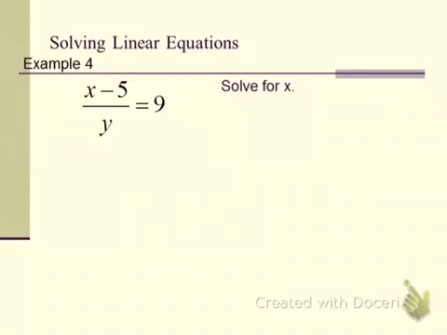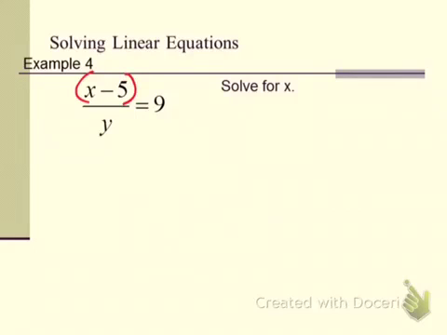Now, this one's a little bit different than any we've looked at before. x minus 5 over y equals 9. And this says solve for x. Now have a look at this one. Tell me what you think we should do. Multiply by y. You said add 5. You can't add 5 because, remember, a fraction bar is a grouping symbol, and so that 5 is locked up in a parentheses. We got to get rid of the y before we can do anything with x or 5.